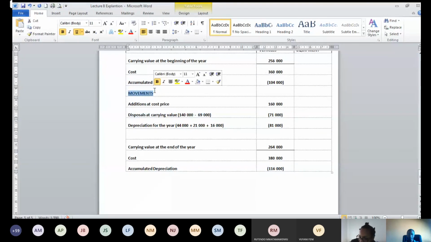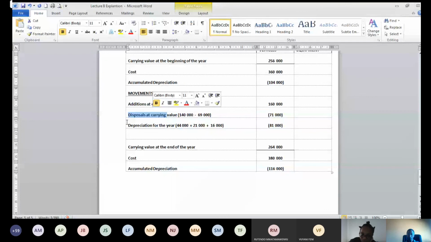Movements: what happened during the year? Three things can happen. You can either buy items, or you can sell items, and the items will decrease due to depreciation. So you must show the impact on your asset during the course of the year. We call that additions, disposals, and depreciation.